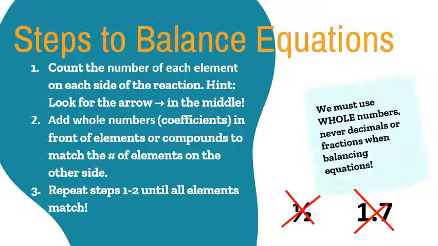Now that we've practiced balancing equations, let's review those steps again. First, you want to count the number of each element on each side of the reaction. Look for the arrow in the middle to separate your reactants from your products. Add whole numbers, those are your coefficients, in front of elements or compounds to match the number of elements on the other side. Finally, you might need to repeat steps 1 and 2. Count the elements again and add more coefficients until all elements match. Remember, we cannot use decimals or fractions, only whole numbers.